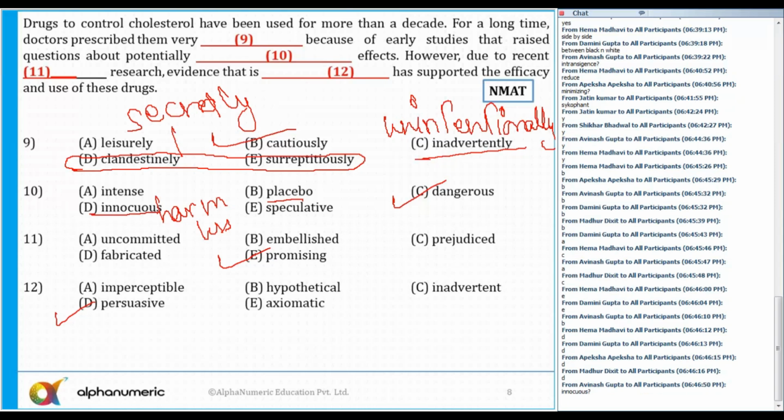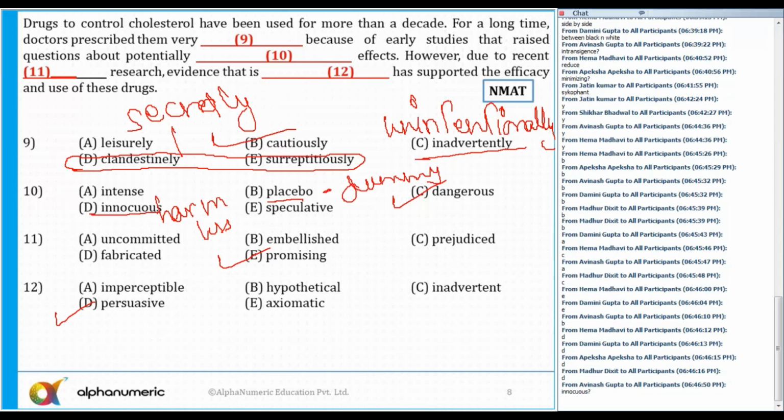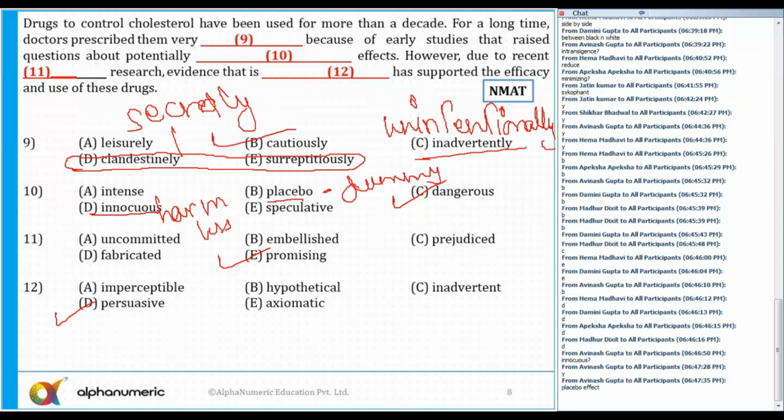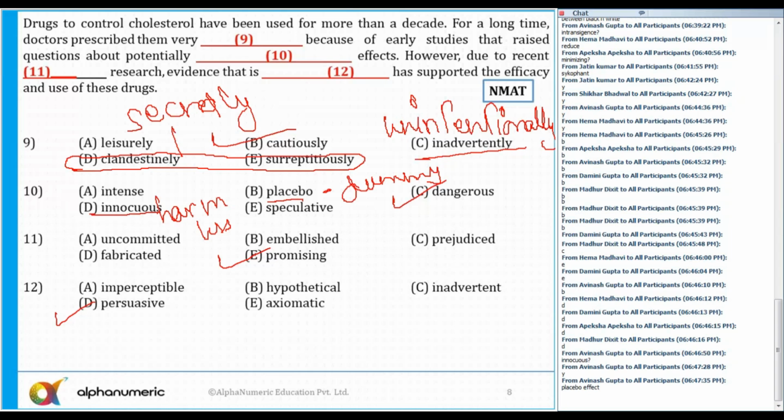Placebo means it's dummy. All of us must have heard of the word placebo. In an experiment, what happens? One group is given the main medicine, the real medicine, and the other group is given the placebo. Yes, placebo. Placebo means it is dummy. It has no impact. But the mere fact that you have been given a medicine, sometimes it has a placebo effect. Yes or no? Even though that medicine is just a harmless sugar pill, because you think that you have been given the medicine, sometimes people see improvement in their health. That is called placebo effect.